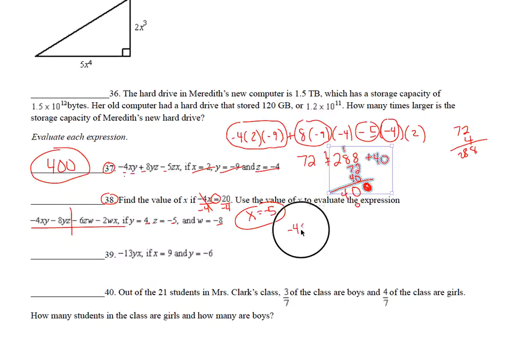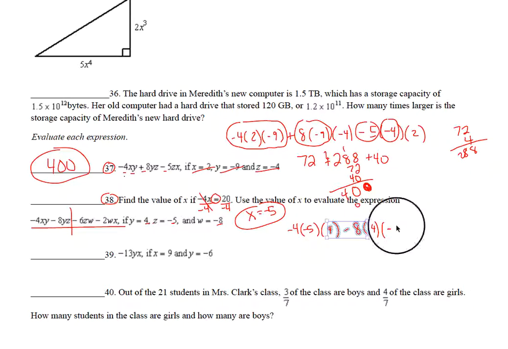So negative 4 times x, which is negative 5, and y, which is 4, minus 8, y is equal to 4, and z is equal to negative 5, minus 6zw, and z is equal to negative 5, and w is equal to negative 8, and lastly minus 2w, which is equal to negative 8, and x, which is negative 5.